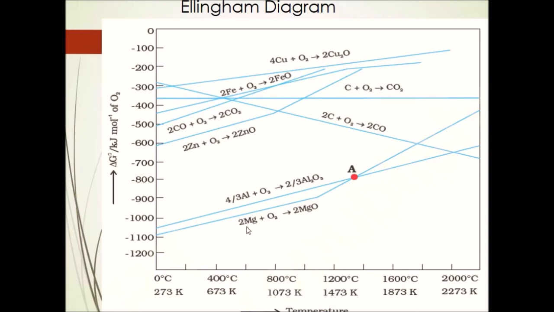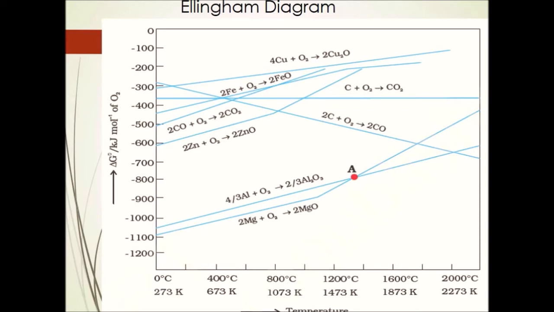Similarly, magnesium, which is present below aluminium over here, can easily reduce the oxide of aluminium. So this clearly indicates that the metals which are present below in the Ellingham diagram can easily reduce the metal oxides which are present above in the Ellingham diagram. The major use of the Ellingham diagram is in selecting a suitable reducing agent for given metal oxides.